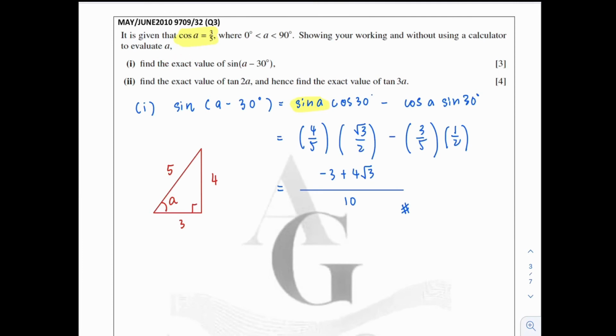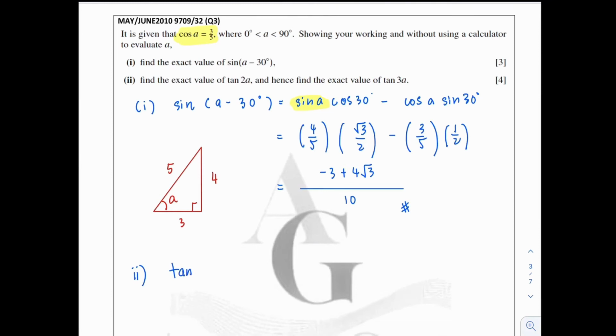Now let's proceed to part 2. For part 2, they want you to find the exact value of tangent 2A and hence find the exact value of tangent 3A. Let's solve for tangent 2A first. To solve for tangent 2A, you can just apply the tangent double angle formula, which is equal to 2 tangent A over 1 minus tangent square A.